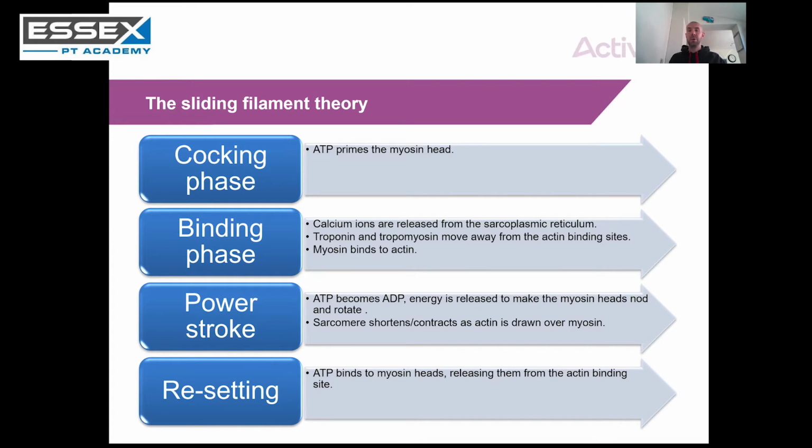So basically the oars have cocked back, they bound on, and now you're going to do a power stroke of the row, which is going to pull the fibers together like this. So ATP becomes ADP because you've broken a phosphate bond to create energy. Energy is released. That makes the myosin heads nod and rotate. So think of them like the oars. So they nod and rotate. Sarcomere shortens and contracts as actin is drawn over myosin.